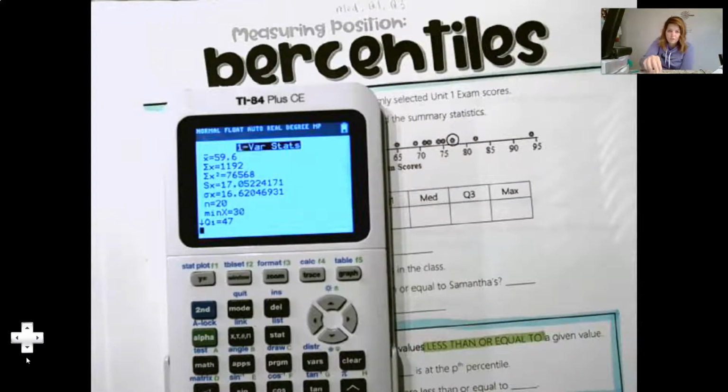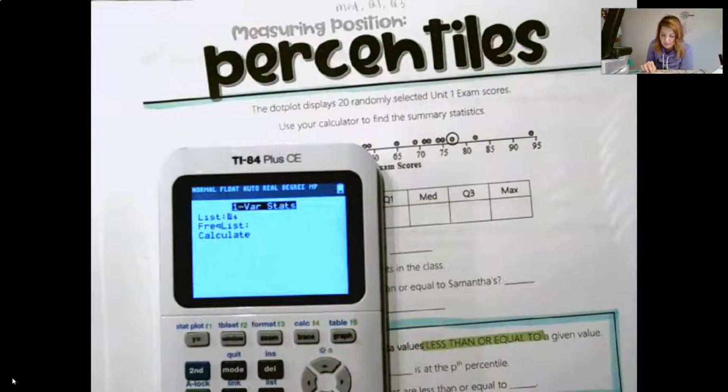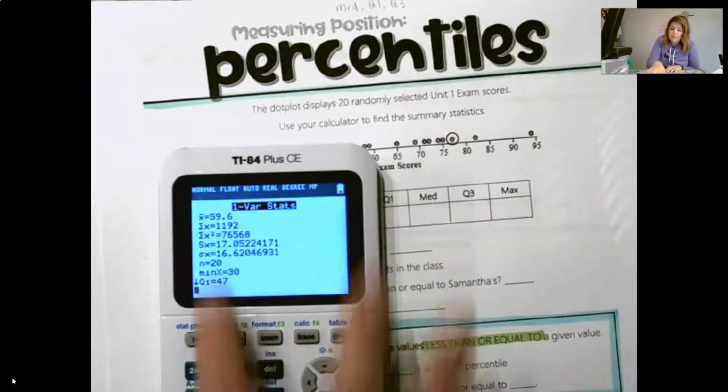I'm going to pause really quick and make sure that I got those values right. I did. I should have verified before I went to calculate our statistics. I'm pretty sure that I read the values on the dot plot right. So now we can fill in our information.